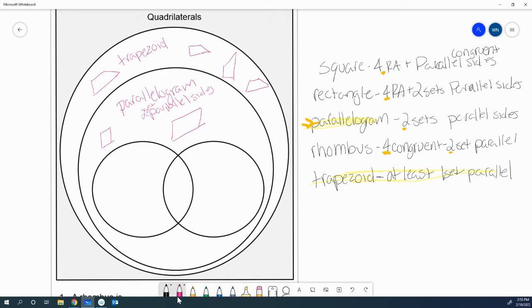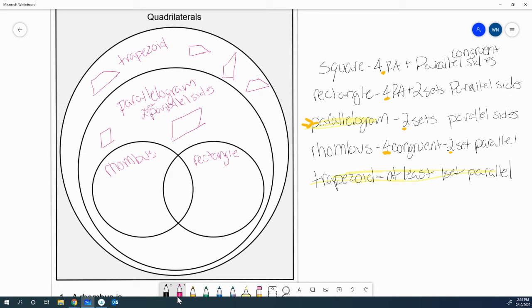Now we have to think. I've got a rhombus, 4 congruent, 2 set parallel. And I've got a rectangle, 4 right angles and 2 set parallel. We are going to put rectangle over here and rhombus over here. And the reason we're doing this is because not every rhombus is a rectangle, and not every rectangle is a rhombus, but both of these are always parallelograms and trapezoids. I'll show you how to read it in just a second.